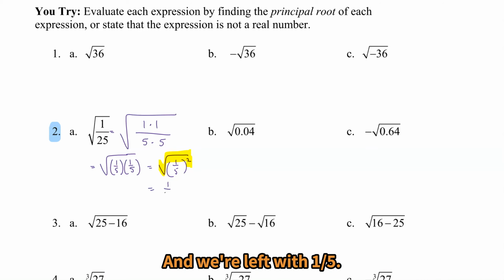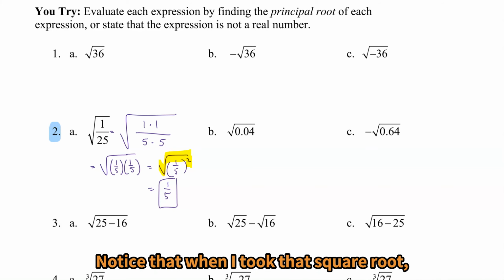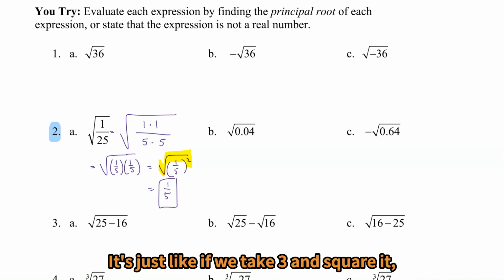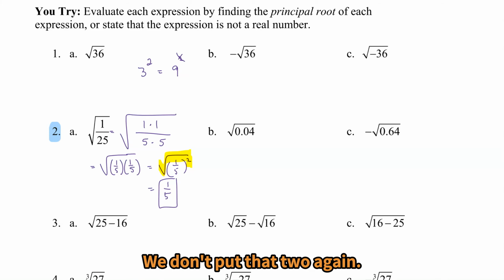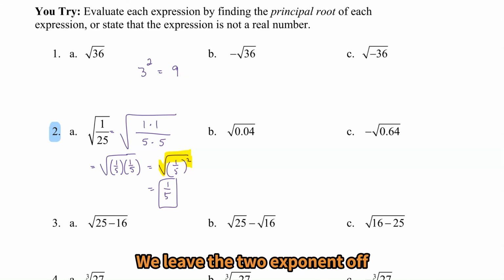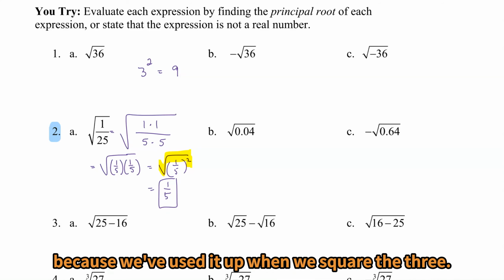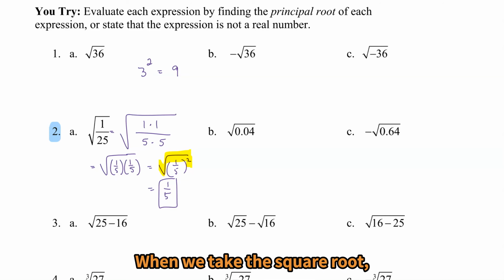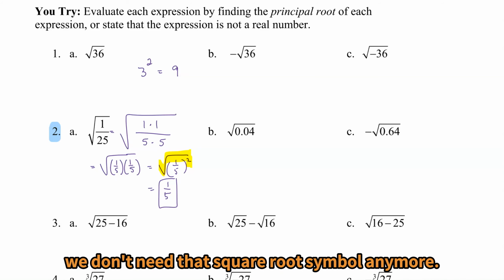And we're left with 1/5. Notice that when I took that square root, when I made that simplification, I used up the square root symbol. It's gone now from my answer. It's just like if we take 3 and square it, we end up with 9. We don't put that 2 again. We leave the 2 exponent off because we've used it up when we squared the 3. The same thing happens here with a square root. When we take the square root, we don't need that square root symbol anymore.